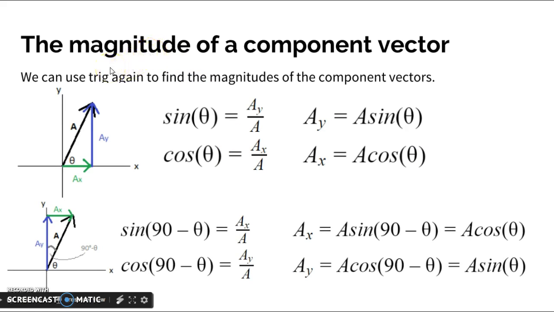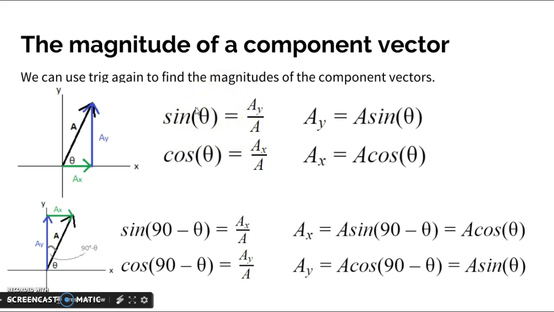So we can use trig again to solve for the length, or the size, of these component vectors. For example, if we wanted to find the size of our y component vector, we can take the sine of this angle. Sine is opposite over hypotenuse, so the sine is going to be our y component divided by our A vector, our hypotenuse. That's what this expression here is showing.